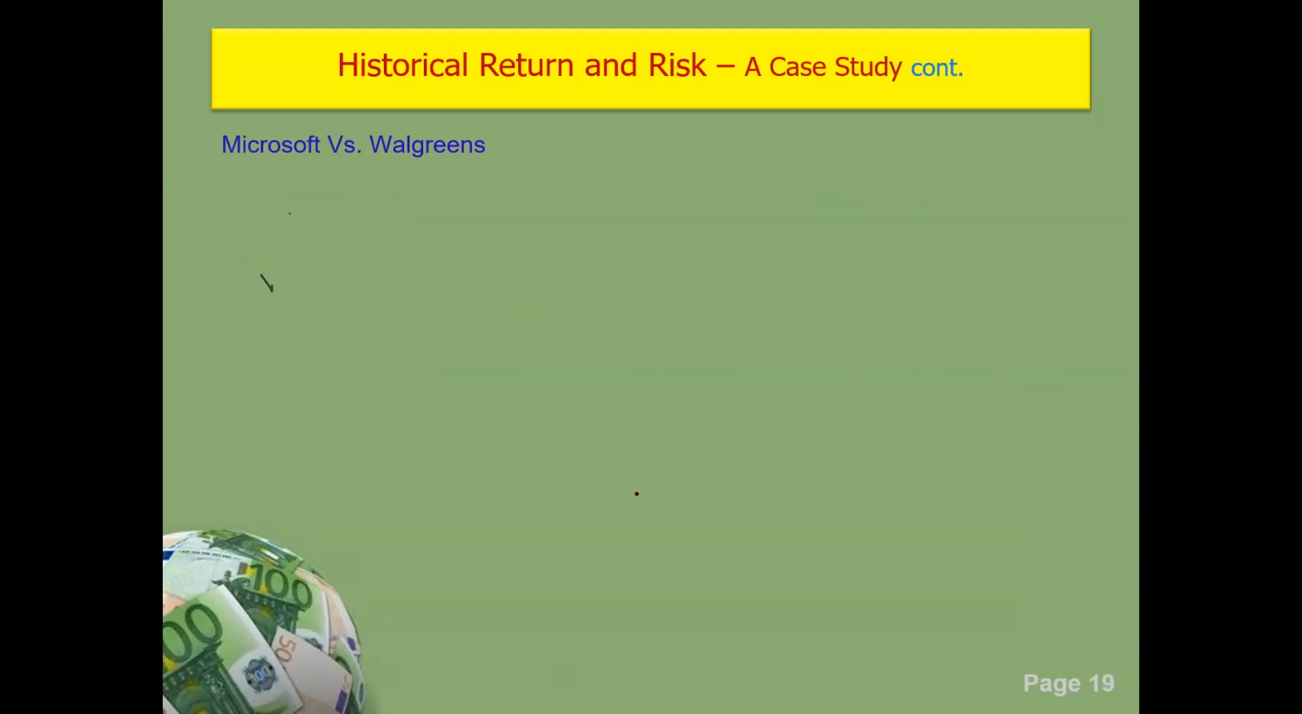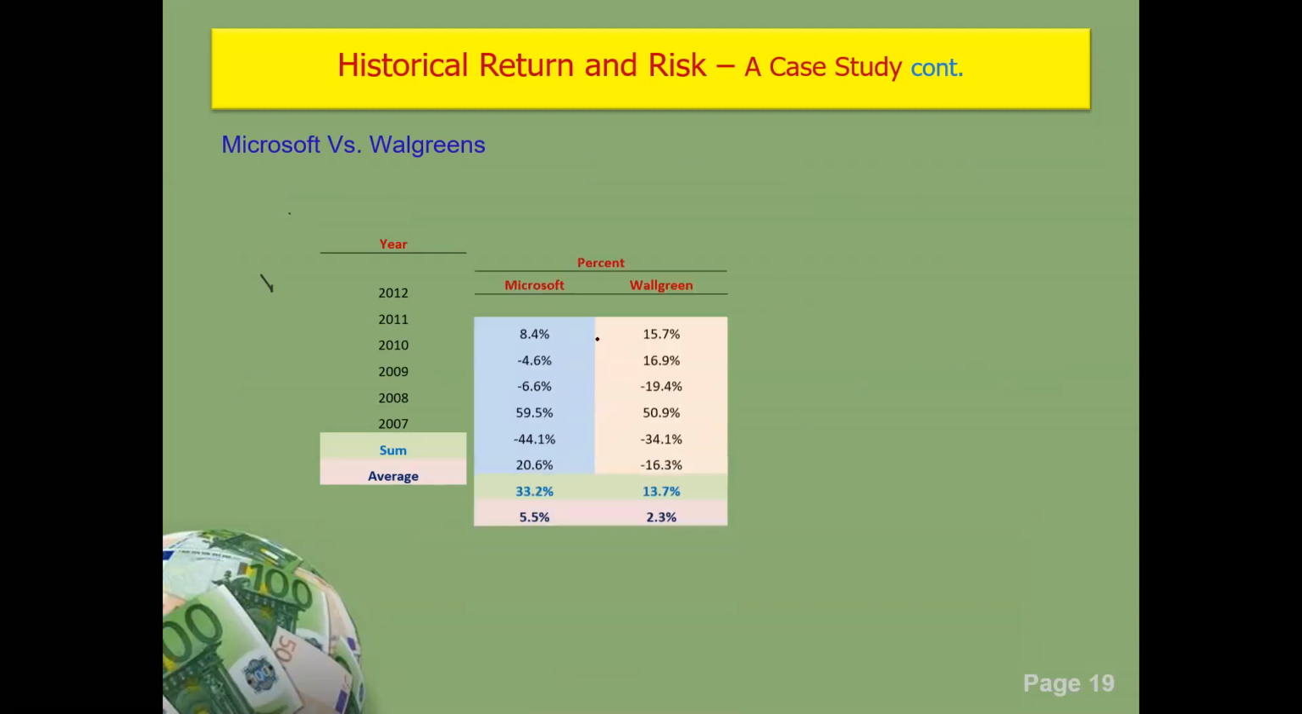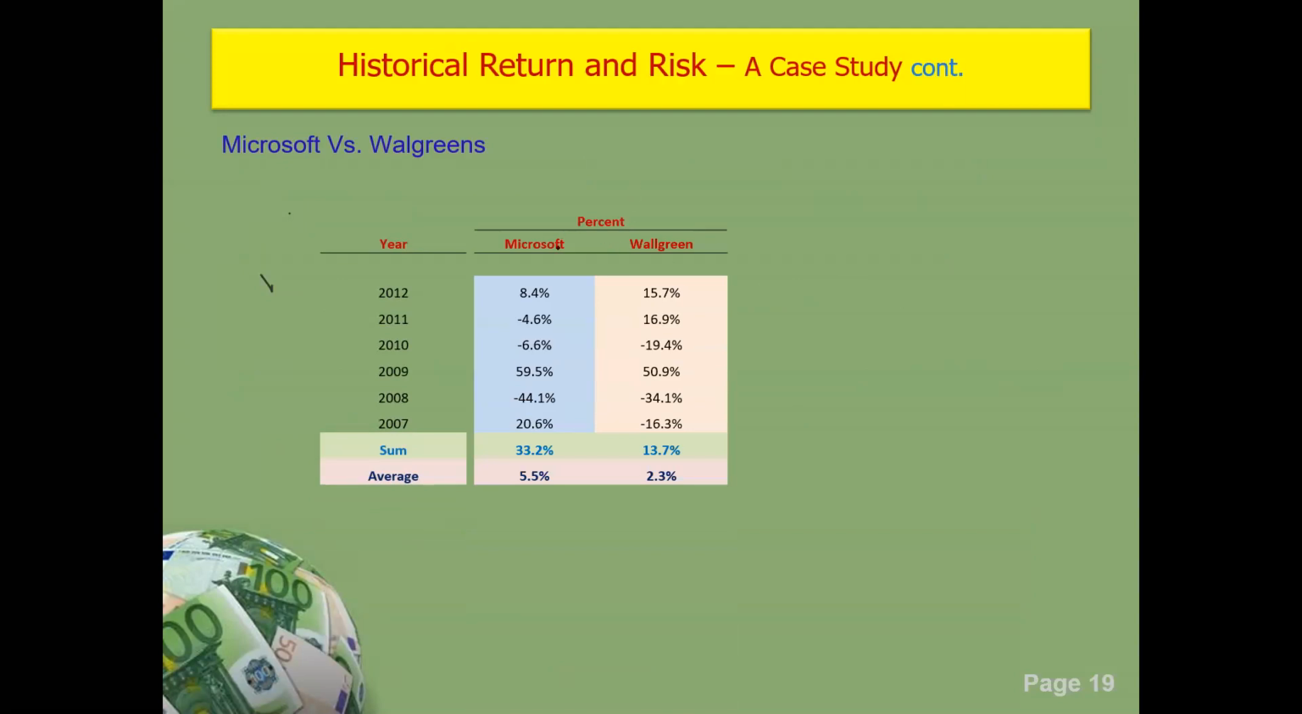Okay, now let's take a small mini exercise case. There are two companies. One is Microsoft, a very famous company. We know them. And these are the returns of Microsoft from 2007 to 2012. How much return did Microsoft stock give us every year? These are the returns given. The first thing is we calculate the average return. The average return for Microsoft is 5.5%. From these 5 years, their average return is 5.5%.